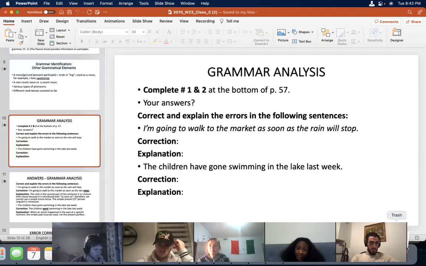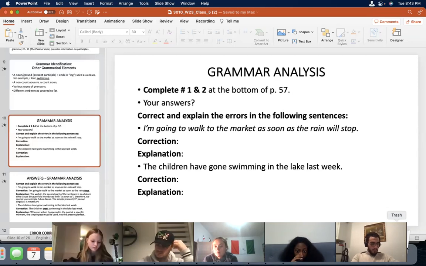Because when you say will, I'm going to, it's the future. So after a future, you need to put a present form. You're getting closer, but it's not the correct answer, but you're getting closer though. Anybody else want to try?